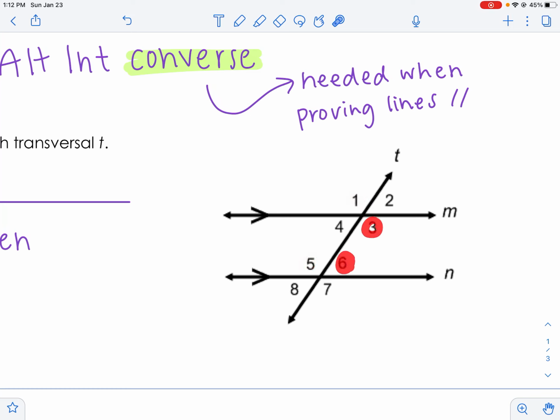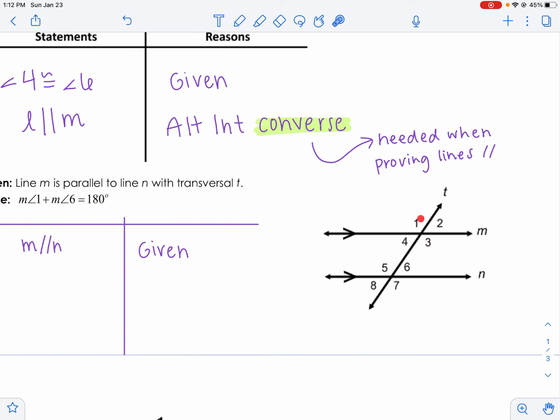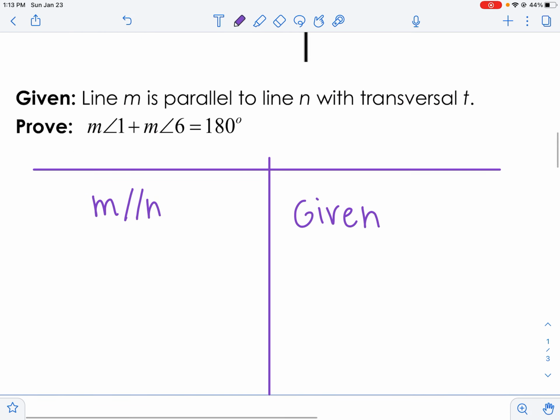Okay, so M is parallel to N, which means angle 1 would be congruent to angle 5. Those are corresponding. Angle 3 and angle 6 would add up to 180 because those are same side interior. And my goal is that it wants me to talk about angle 1 and 6. Well, 1 and 6 aren't anything special, but I did just say that 3 and 6 add up to 180. So ask yourself, why do 3 and 6 add up to 180? What type of angles are those? If you said same side interior, right. So that's what I'm going to write first. I know that angle 3 and angle 6 add up to 180.